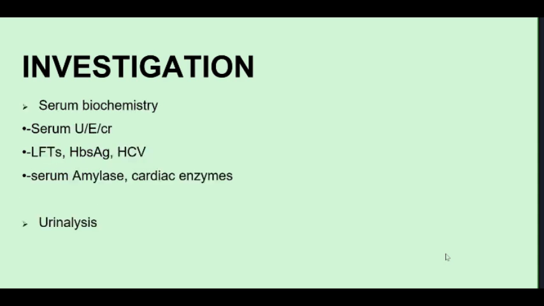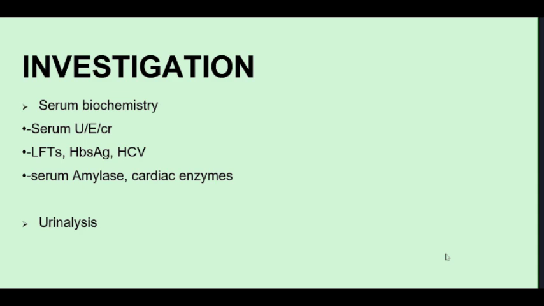For the biochemistry area, we look at serum urea, electrolytes and creatinine. Maybe this patient has developed a renal issue, secondary to the UTI. We look at liver function tests and test for hepatitis B surface antigen and hepatitis C virus, to know if there's a liver pathology going on.